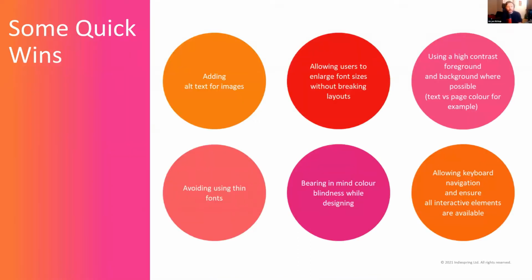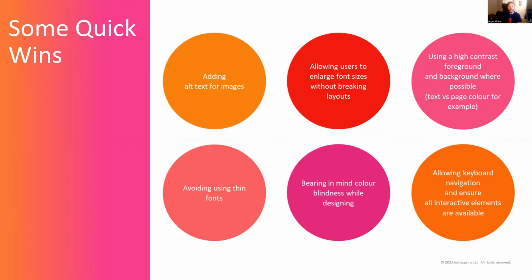Some quick wins as well, things that you can do pretty quickly and pain-free, and it's not going to affect your able-bodied users, are things like adding alt text for your images, or allowing users to enlarge font sizes without breaking the layouts, using a high contrast foreground and background where possible. So think about your text color versus your page color.